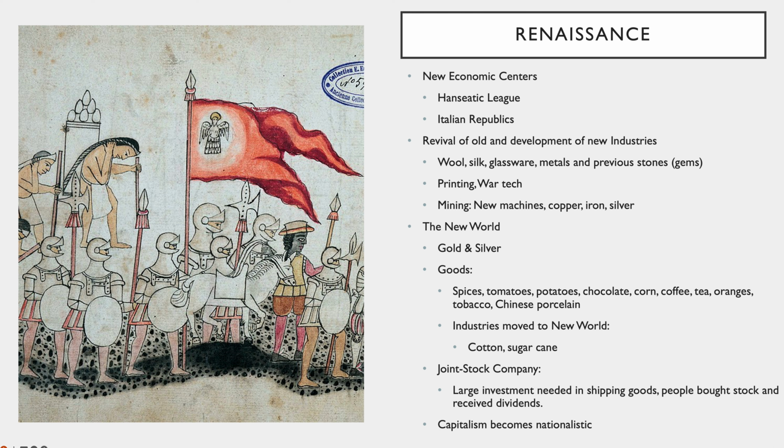So we begin to see that the economy is becoming very global, which is something that resonates with us today because our economy is very, very global, right? Today we buy things that are from all over the world, and I think most of us could probably care less where it comes from as long as we get what we want.